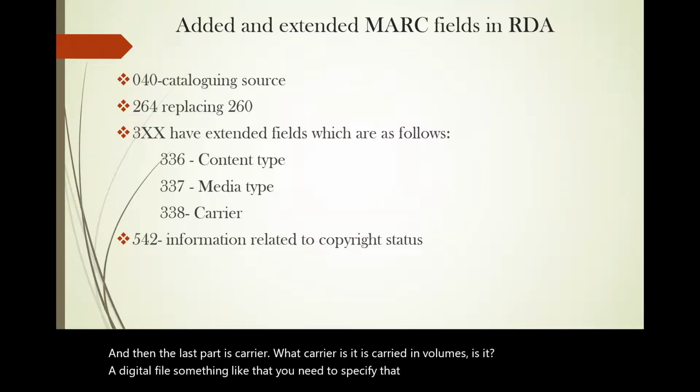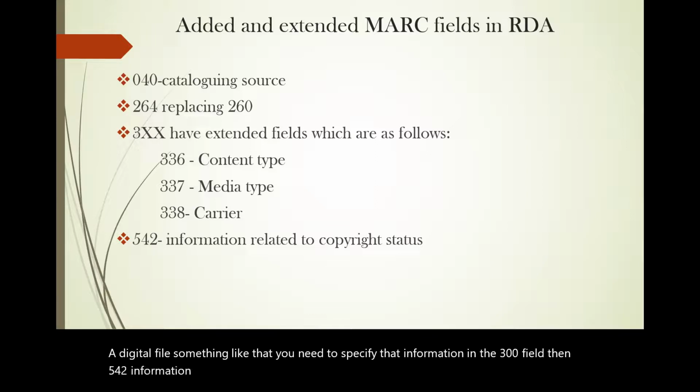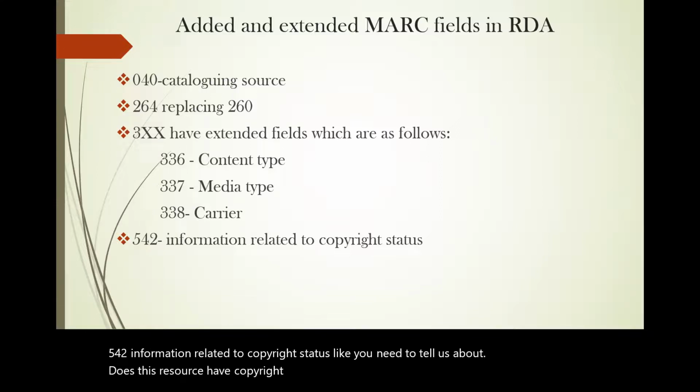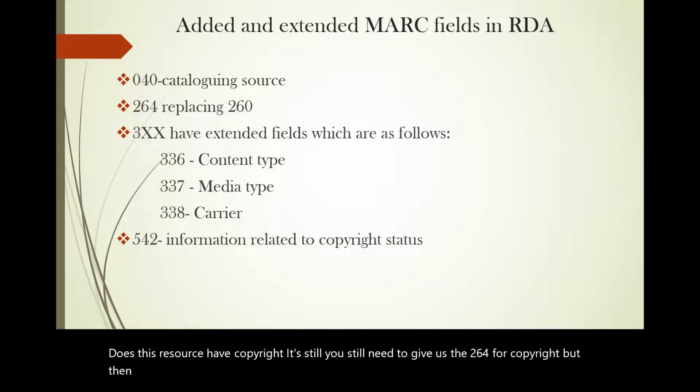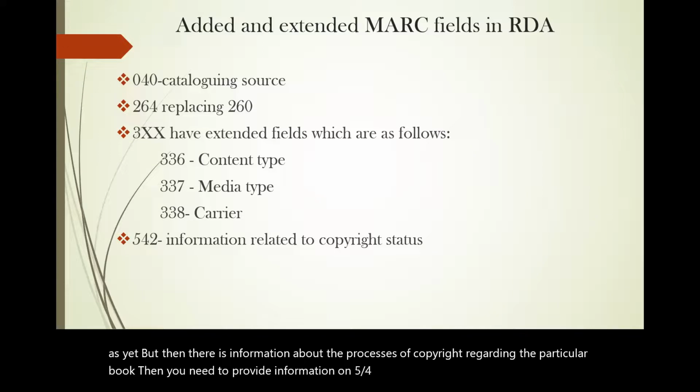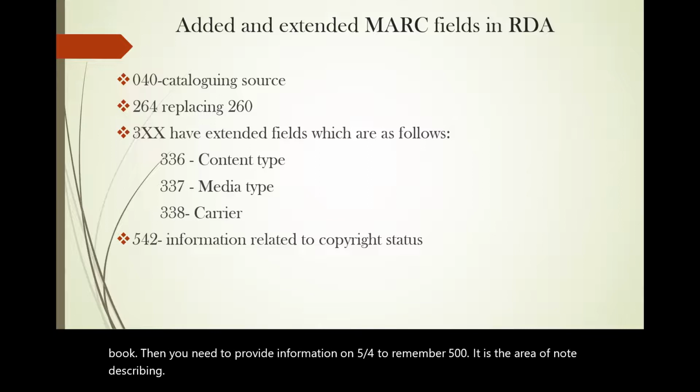Then 542, information related to copyright status. You need to tell us whether this resource has copyright. You still need to give us the 264 for copyright, but here you specify the status of copyright. You may find that a book doesn't have a copyright as yet, but there is information about the processes of copyright regarding a particular book, then you need to provide information in 542. Remember, 500 is the area of notes describing relationships.